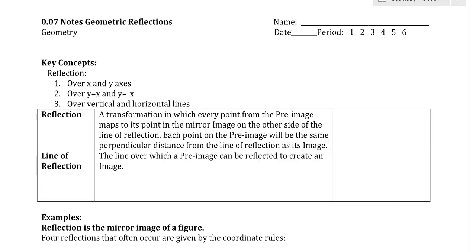A reflection is a transformation in which every point from the pre-image maps to its point in the mirror image on the other side of the line of reflection. Each point on the pre-image will be the same perpendicular distance from the line of reflection as its image.